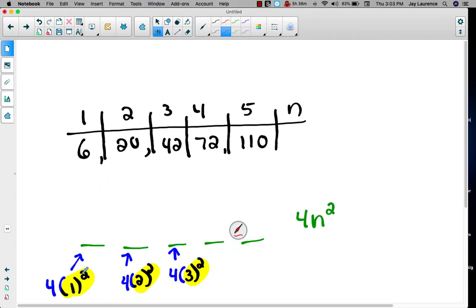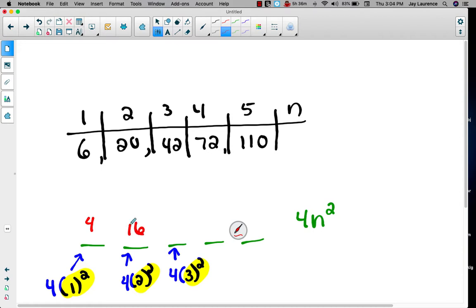So I'm going to do 1 squared is 1 times 1. That's 1 times 4 will get me 4. Okay, this one will be 2 times 2. 2 squared is 2 times 2. 4 times 4 is 16. Oh, why did I write a 4 there? Silly, Mr. Lawrence. I said 16, but I wrote 4.